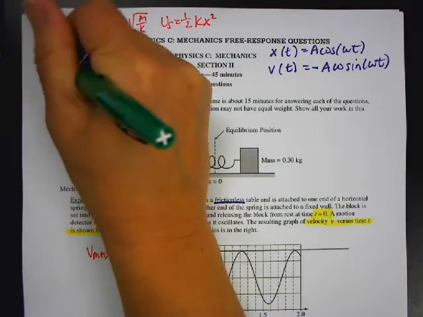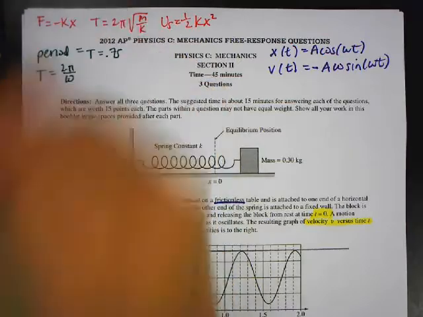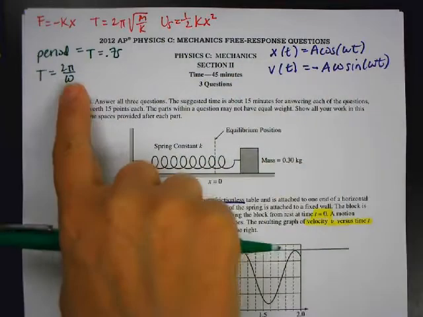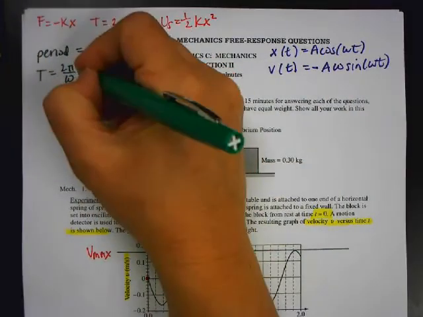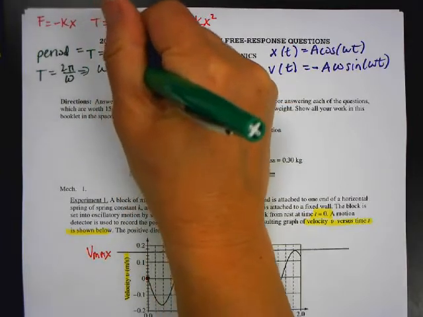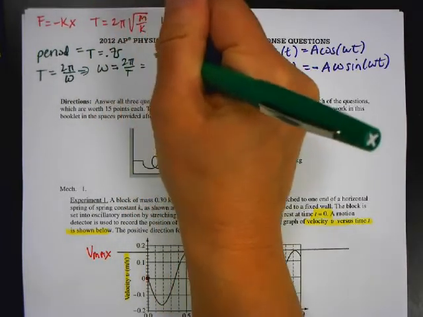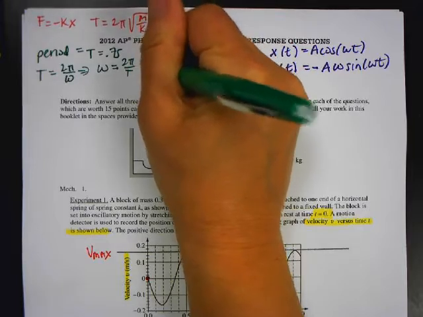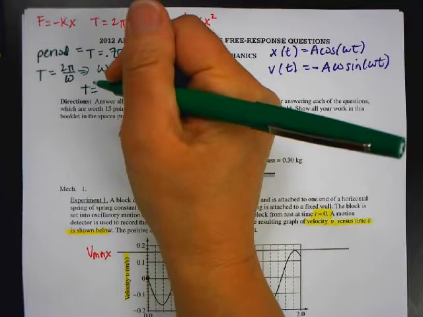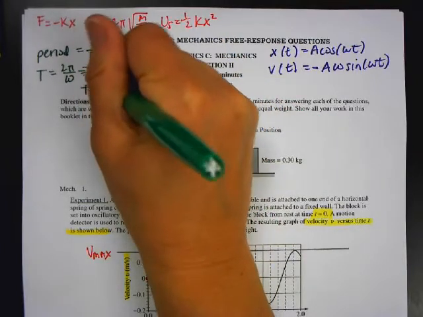I know T is equal to 2 pi over omega. So period is not in this equation, but what's in this equation? Omega. So I'm going to rearrange this equation, and I'm going to say omega is equal to 2 pi over T, which is 2 pi over 0.7. So omega is equal to 8.97.